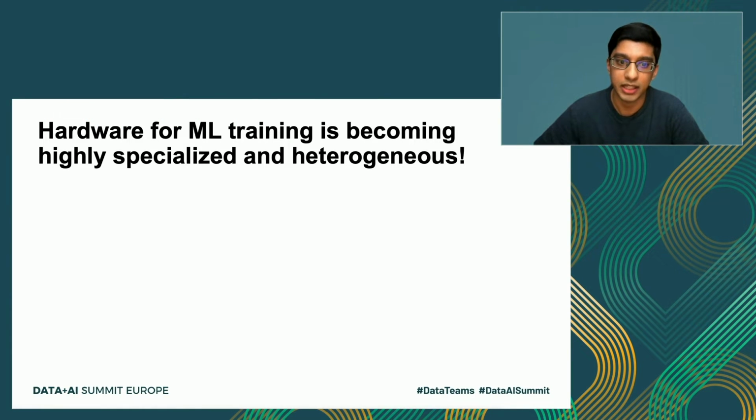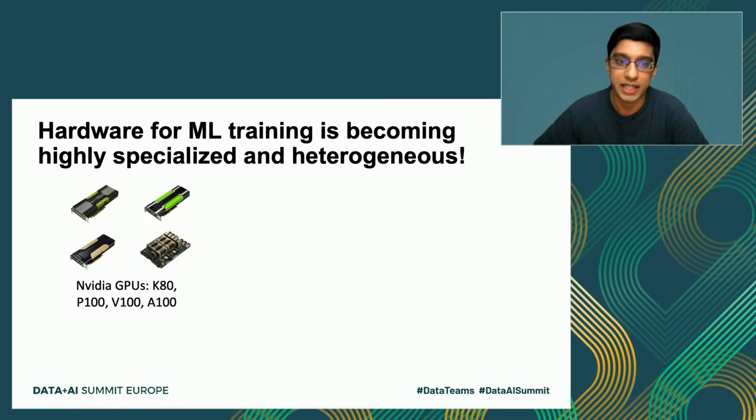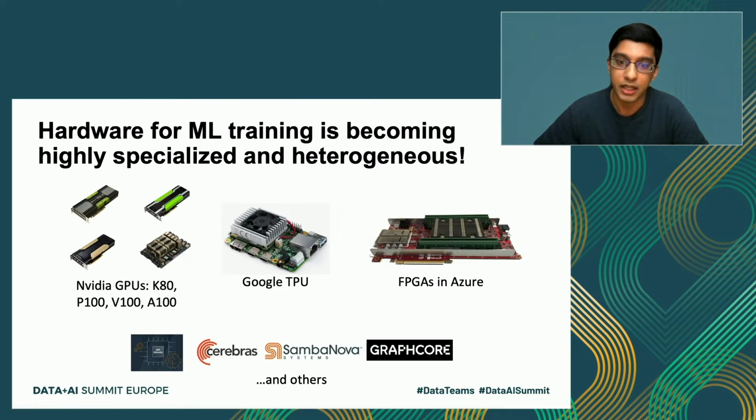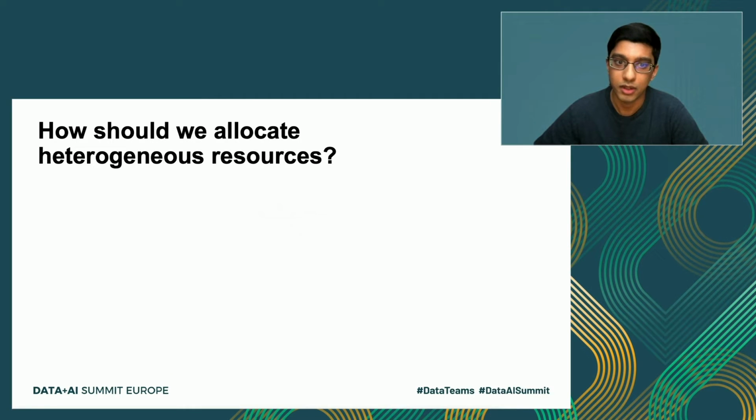So ML training is becoming a very important and also computationally intensive data center workload, and vendors are starting to deploy accelerator devices like NVIDIA GPUs, Google TPUs, FPGAs in Azure, and other domain-specific ASICs in order to keep up with the growing pace of ML training. But there's a question of how we should effectively allocate these heterogeneous resources in order to maximize their performance.